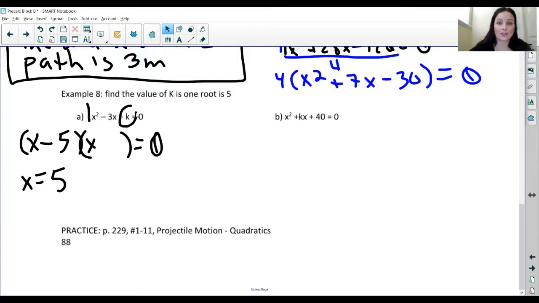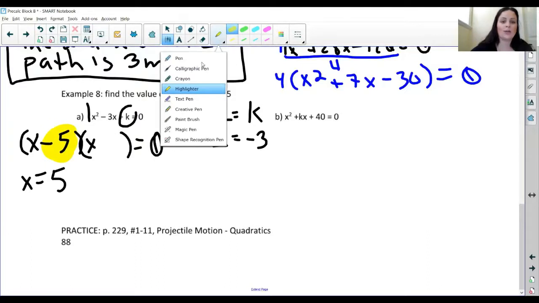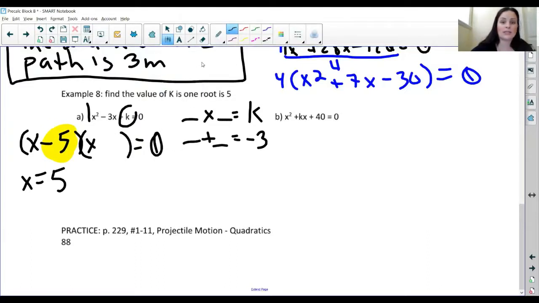So going back to the simple trinomial factoring, you need to find two numbers that multiply to give you that last number, which in this case is k. And those same two numbers have to add to give you that middle number, the coefficient of the middle term, which is -3. And once you find those numbers, you plunk them straight into your factor brackets. Well, in this case, I already know what one of those numbers is. That number is -5.